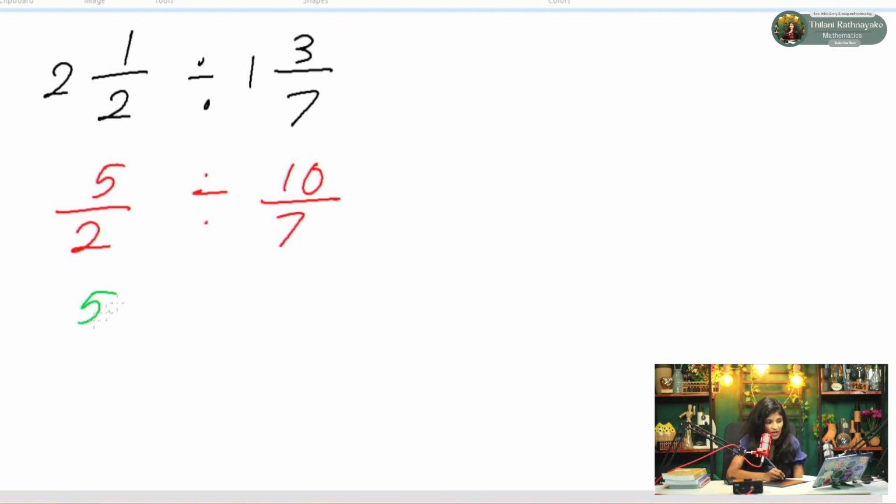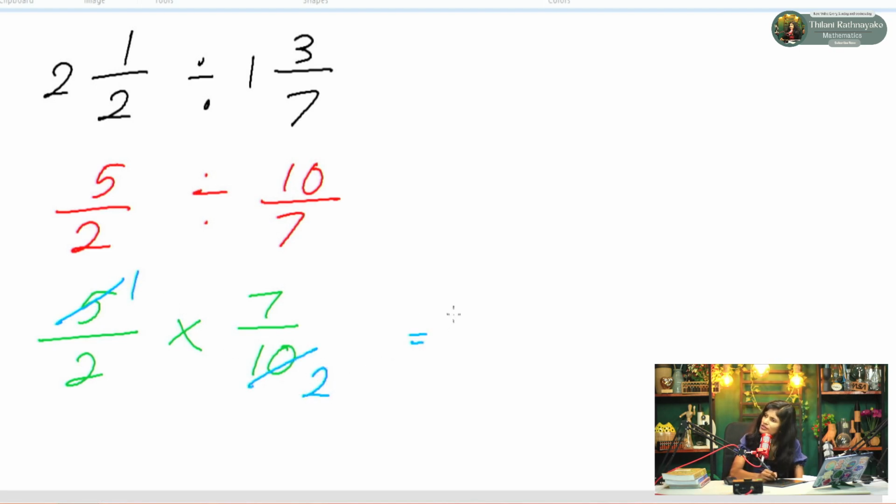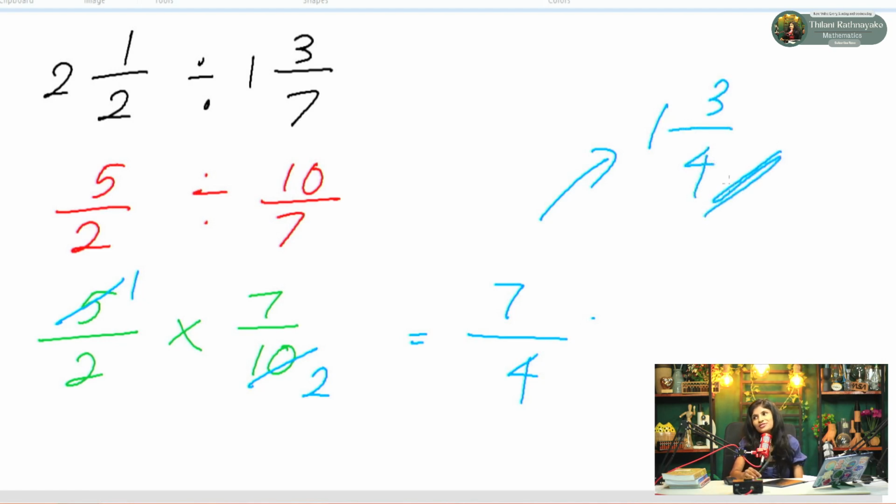5 over 2 multiplied by 7 over 10. Now I can cut. 5 times 1, 5 times 2. That's all, no? So 1 times 7 is 7. 2 times 2 is 4. So I'm going to convert this into a mixed number, 1 and 3 over 4. That's it. 1 and 3 over 4.